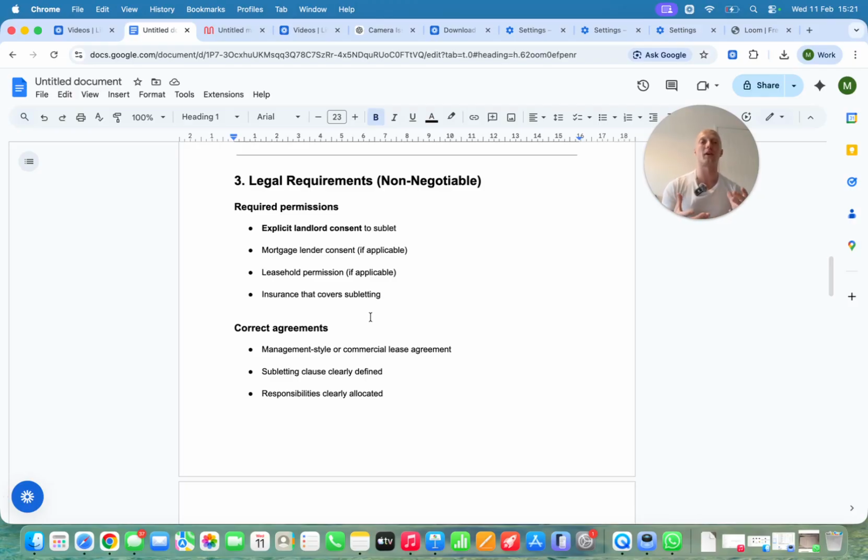That is super important. A lot of people think that subletting is illegal, and in some cases it may be if there's head lease restrictions or the mortgage restricts against it. However, if the landlord usually gives consent, this is perfectly legal.